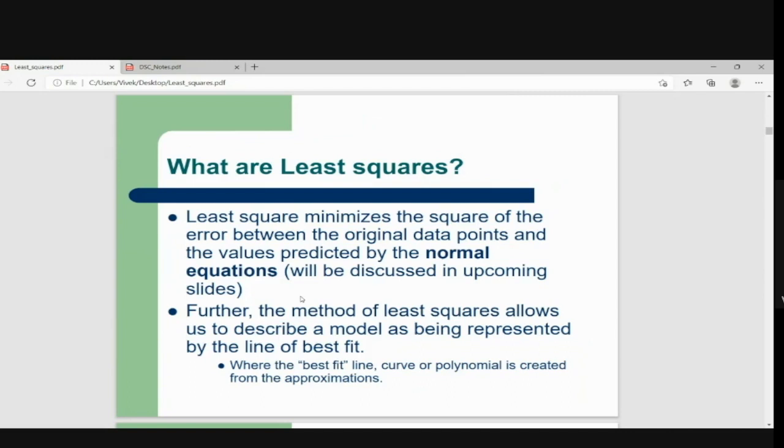So what is the least square? Least square actually minimizes the square of the error between the original data points and the values predicted by the normal equations. The normal equation is being used to find the least square method. Further, the method of least square allows us to describe a model as being represented by the line of best fit. So least square gives you the best fit line.